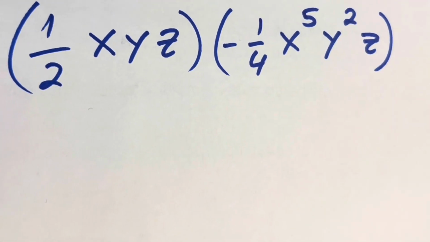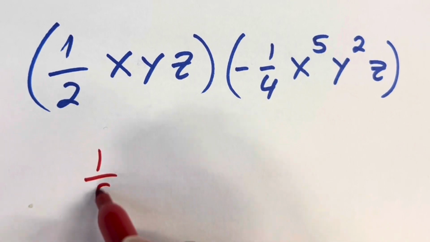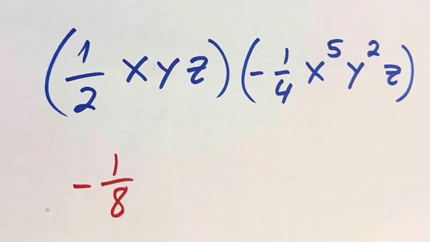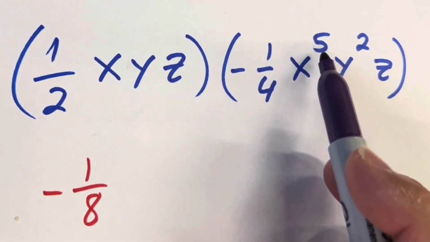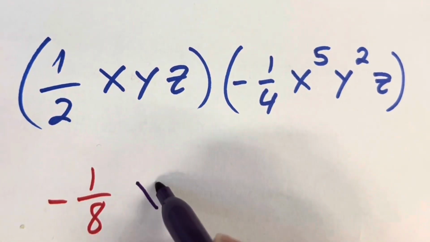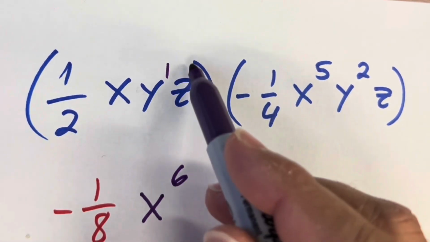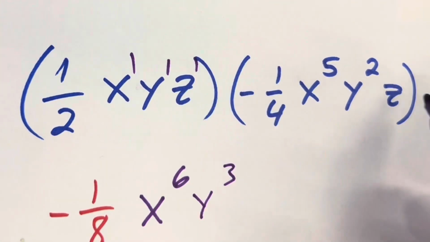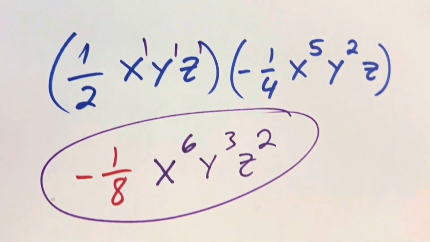So here what we do, we multiply the numbers first. 1/2 times 1/4 is 1 over 8. Positive times negative is negative. And then we work with the letters. X times x to the 5. Remember, we multiply, we add the exponent, so it's x to the 6. Y2. This is, remember, when you don't see anything, there is a 1. Y2 will be y to the 3. And z to the 1 and z, it will be z squared. So this will be the answer for this exercise.